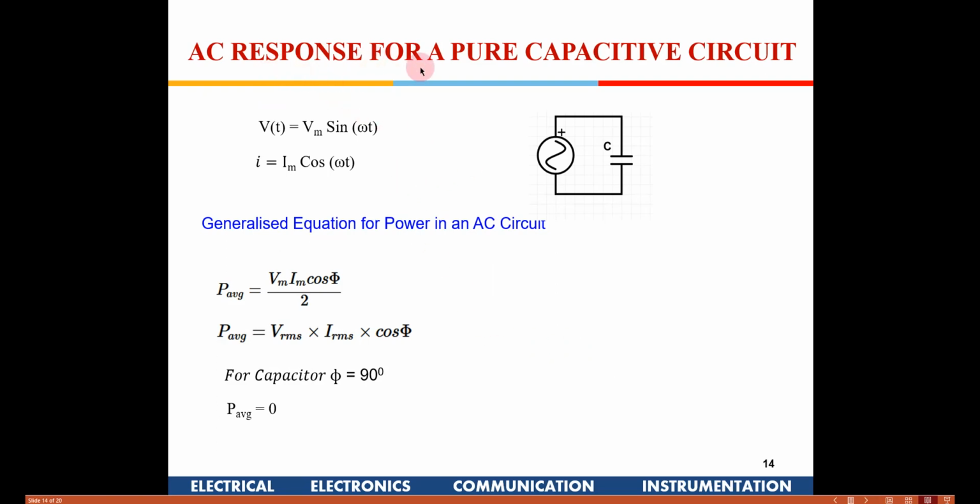Now, the response for a pure capacitor. To find the generalized equation for power, again it is Vrms into I rms into cos phi. Here, instead of minus 90 like an inductor, for a capacitor it is going to be plus 90, and hence the average power is going to be 0. So, with sinusoidal excitation, there is no power being consumed.